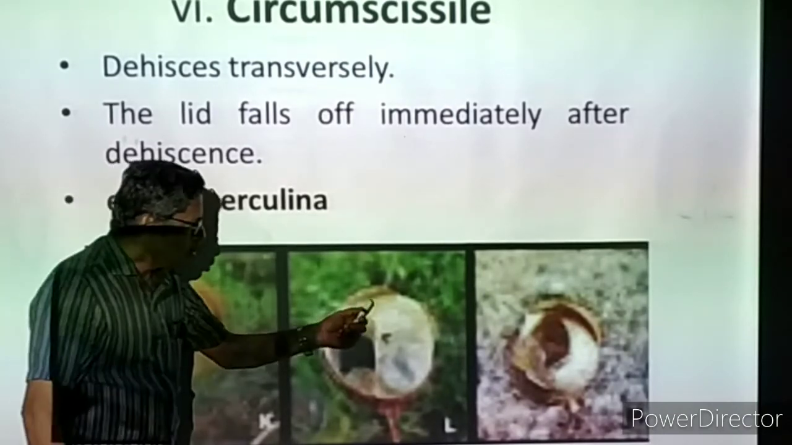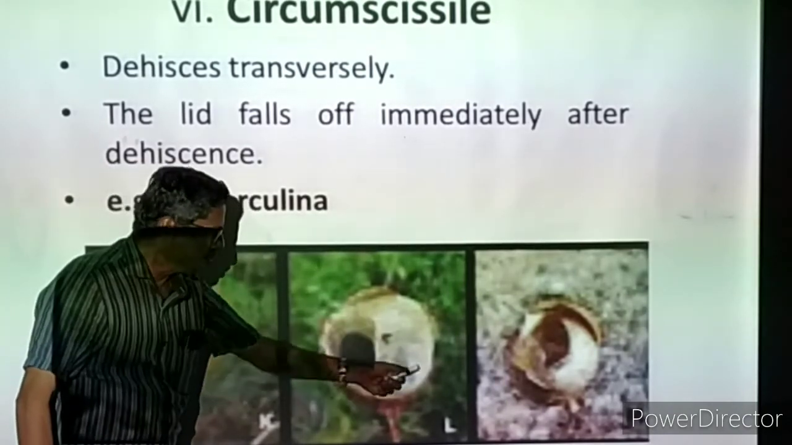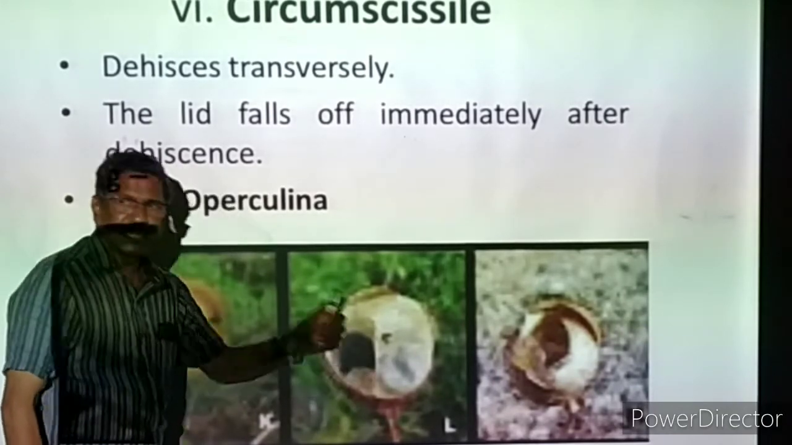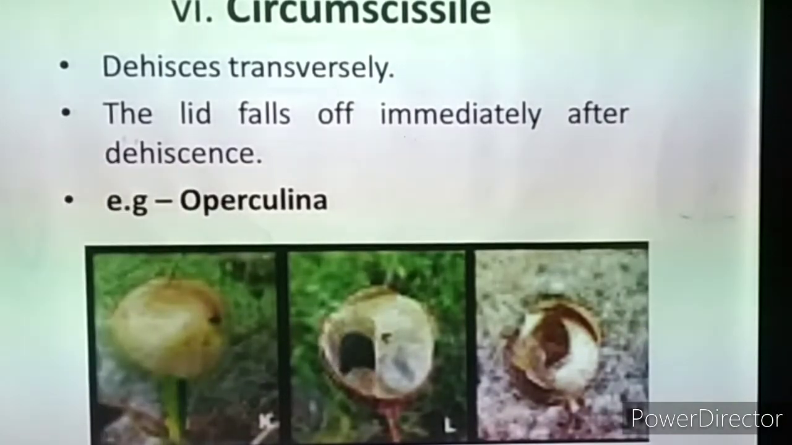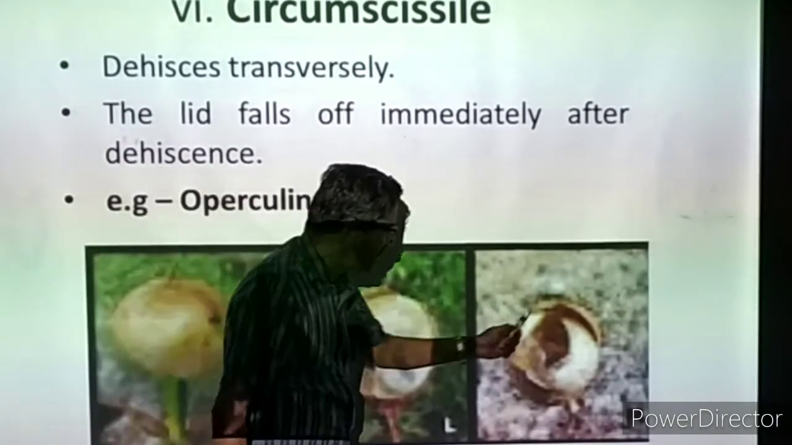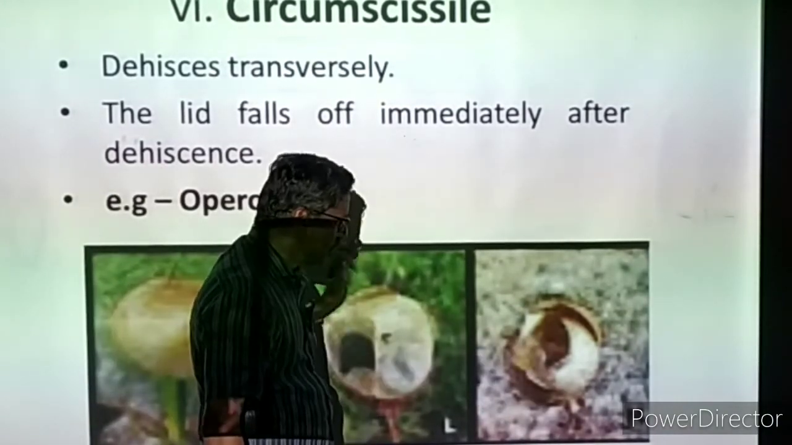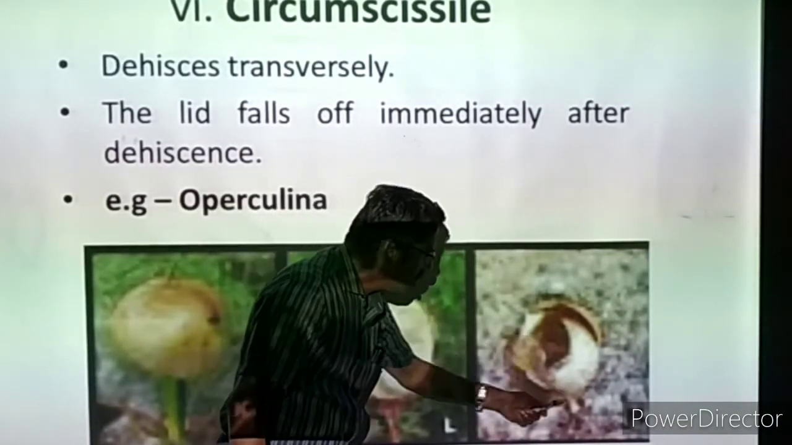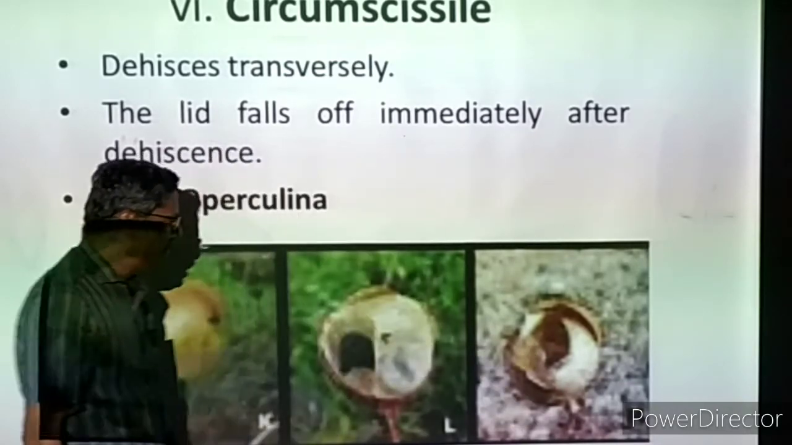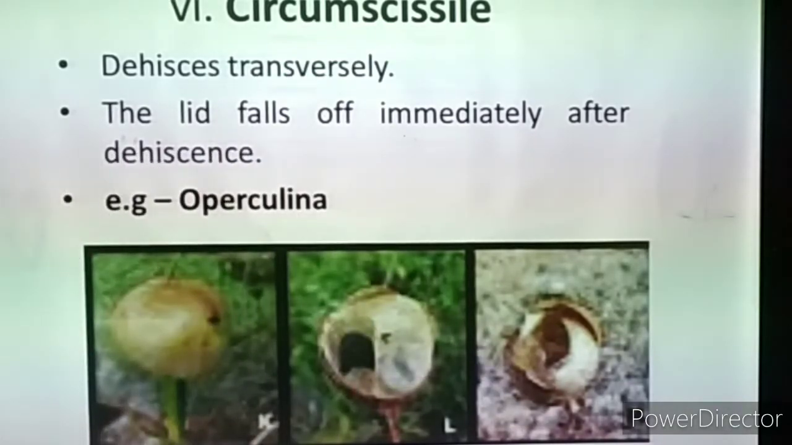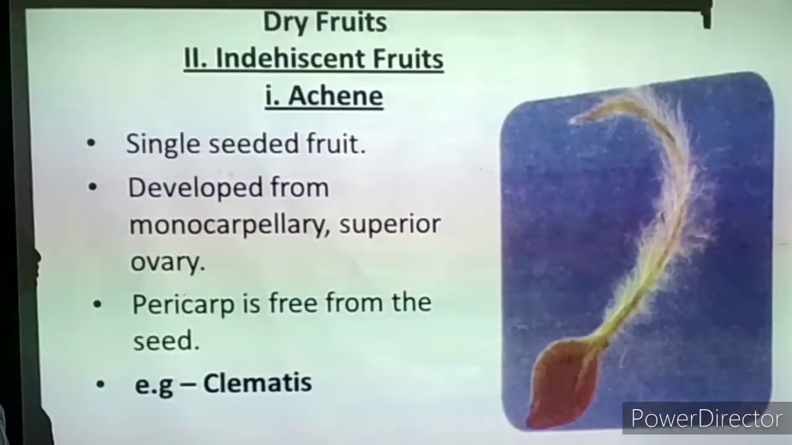Then in the remaining part, one cup-like structure will be there. This is the cut portion. Now seeds will be there, and the seeds will be spreading out. They are coming out. Even in this also you can see the bottom cup-like. One half is going away. Then the remaining half is cup-like, and all the seeds will be coming out. It is called circumscissile.